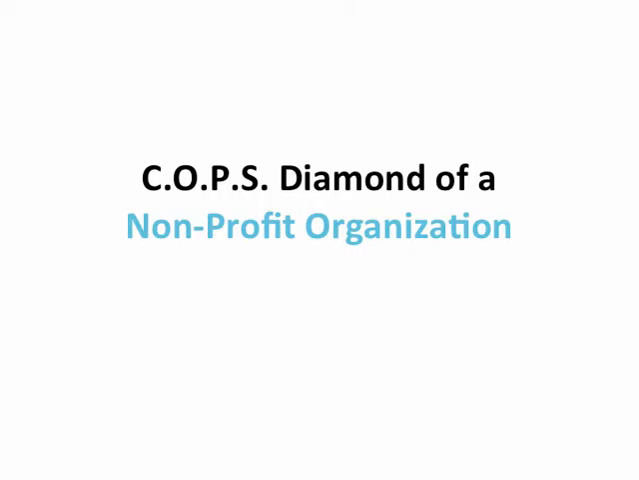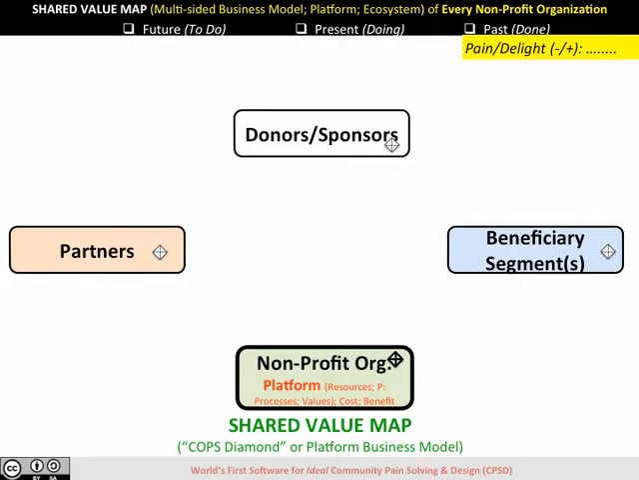So now let's look at the C.O.P.S diamond of a non-profit organization. I have decided to focus on non-profit organizations because they need a lot of organizational improvement. In the case of a non-profit organization, the stakeholders are described in a slightly different language.